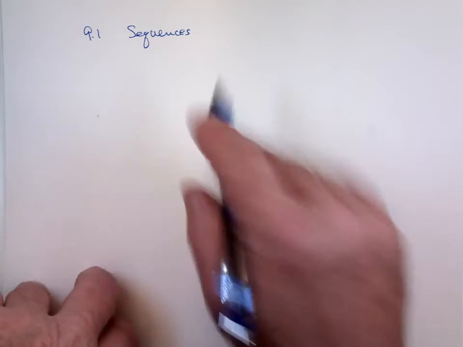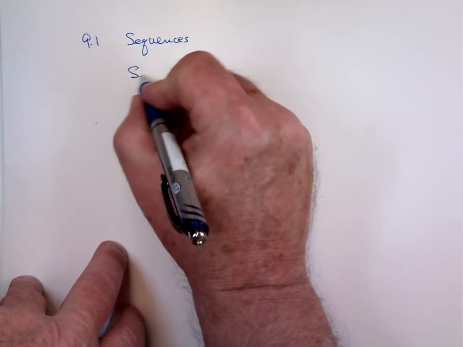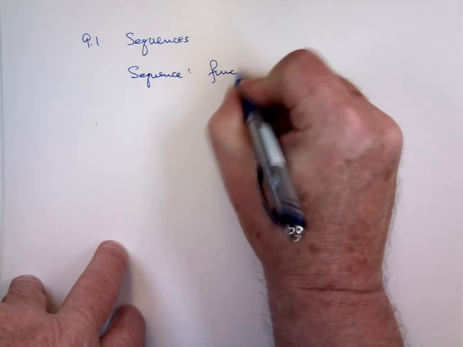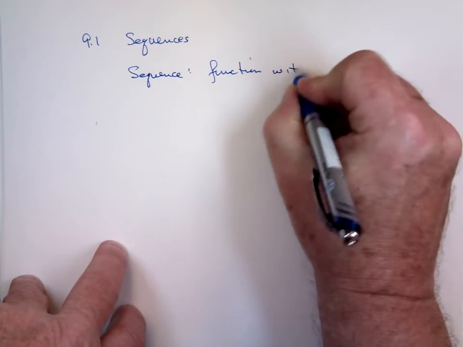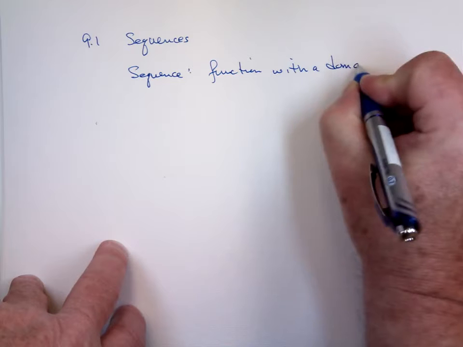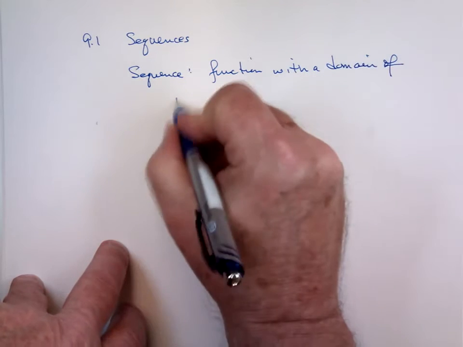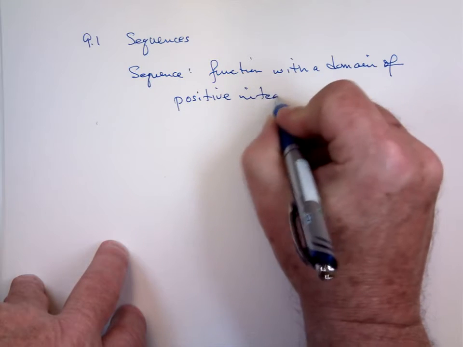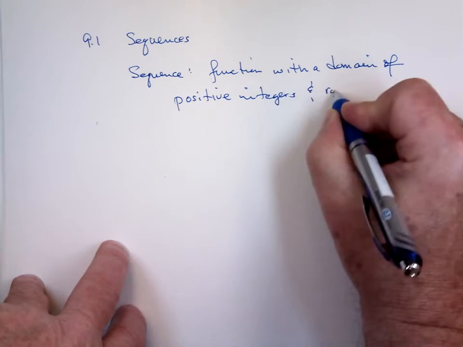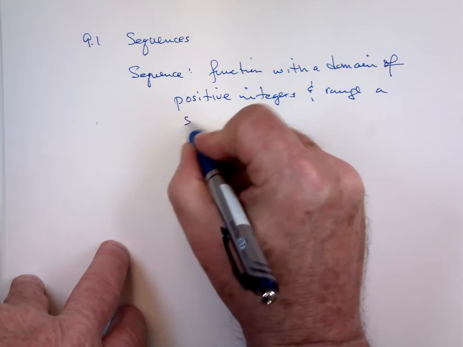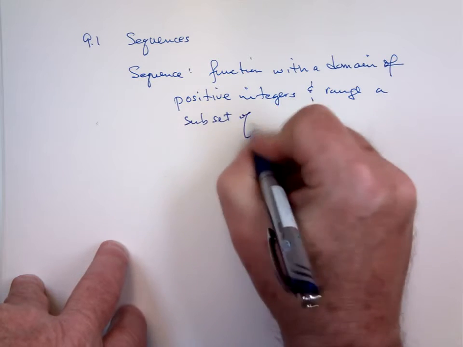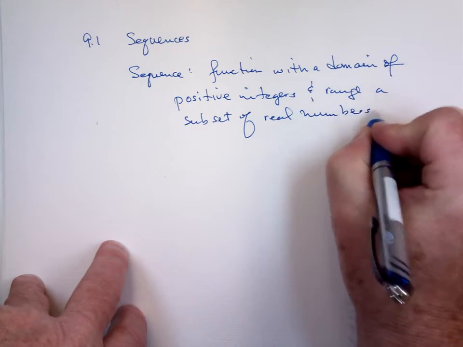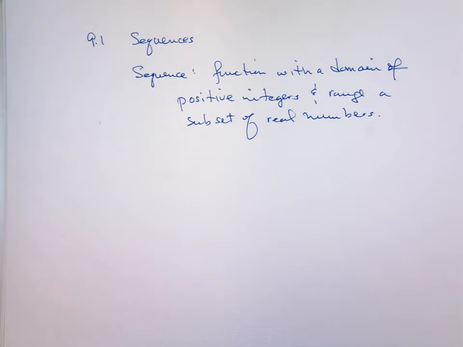We're going to start off with sequences. A sequence is a function with a domain of the positive integers and a range a subset of the reals. Well, that's not very helpful, actually.